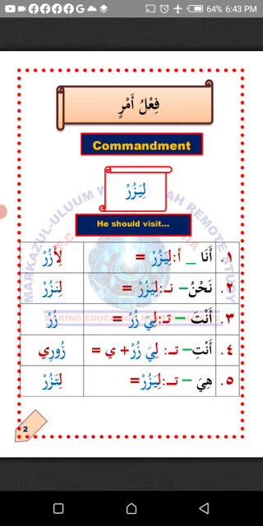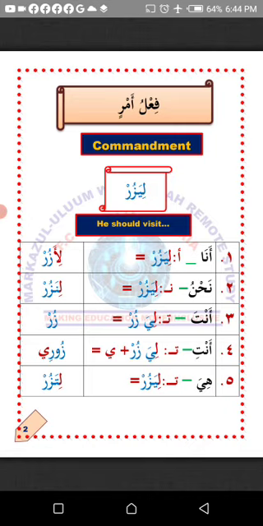Arba'a, number four. Anti, you, representing a single female person. So how do we change the verb liyazur to suit anti? The same principle is applicable. However, we are going to attach ya'un to the last letter. So the verb liyazur will now become zuri. So once ya'un is attached, the letter before it must take kasra.